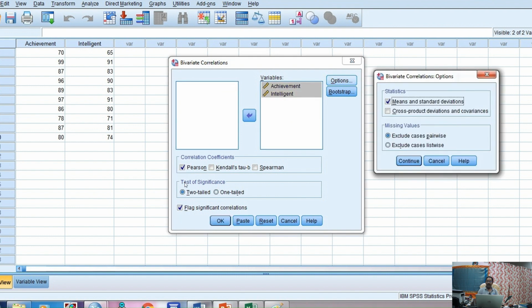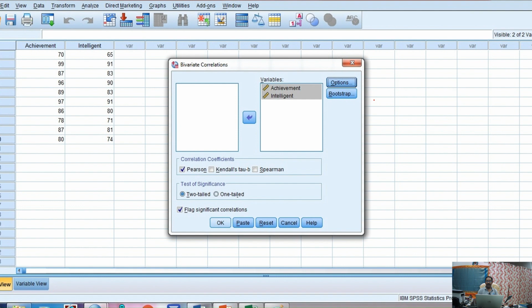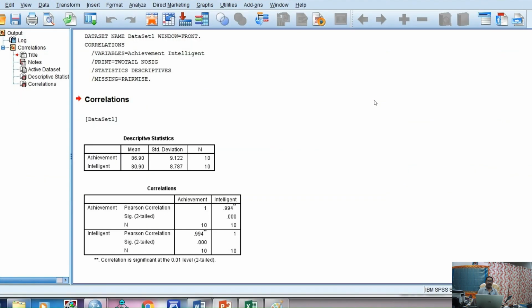In options, we can also check, if you want, means and standard deviations as statistics. So this is the correlation between the two things, achievement and intelligence. Here we have 0.994. You can see two stars are there. Therefore, it is significant at the 0.01 level. This is how we find the correlation between two things or two items.